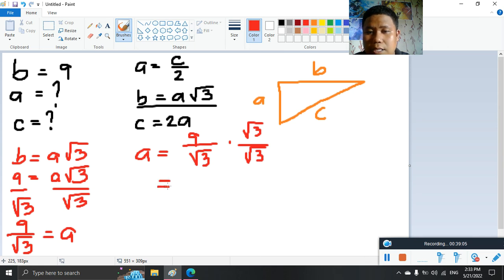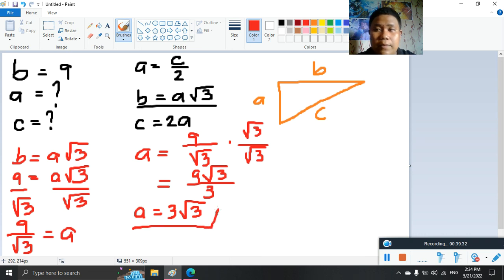Then equals 9 times square root of 3, so that is 9 square root of 3, over 3 times 3, 9. Square root of 9 is 3. Then simplify, divide: 9 divided by 3. So, therefore, A equals 3 square root of 3. So that is your answer. A equals 3 square root of 3.